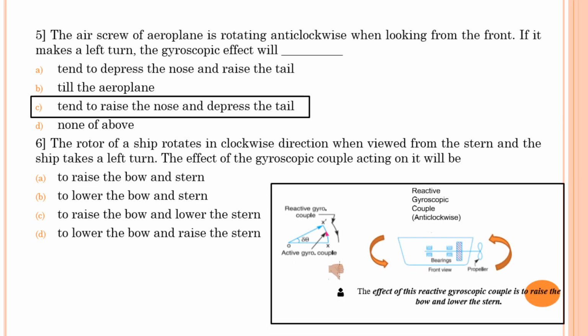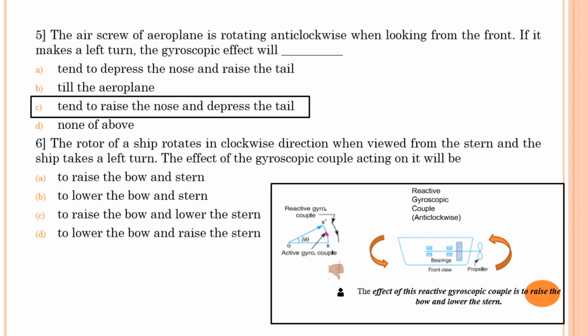The same effect we will study again by a vector diagram. Draw a vector diagram and observe for steering from the bottommost position. That means while taking a turn, whatever it may be, aeroplane or ship, you have to observe that vector diagram from the bottommost position. The reactive gyroscopic couple vector is moving towards you, so make the right hand thumb towards you, and the curled fingers represent the direction of the reactive couple, and it is anti-clockwise.